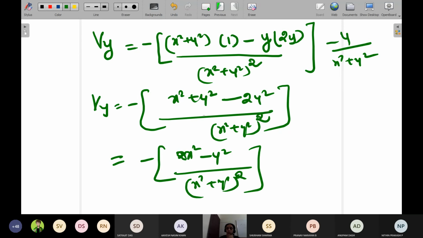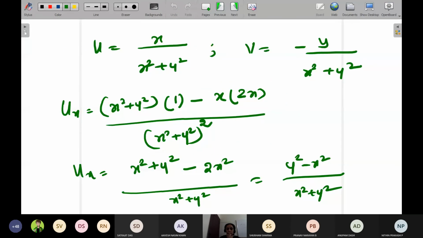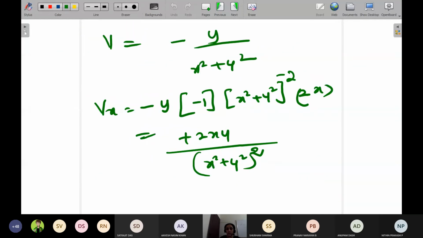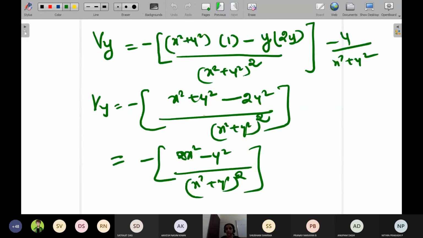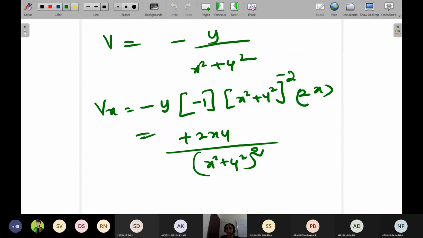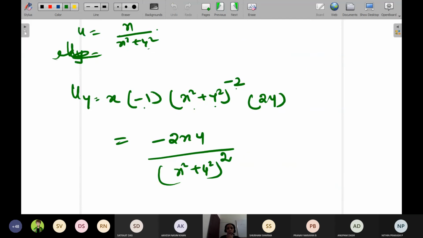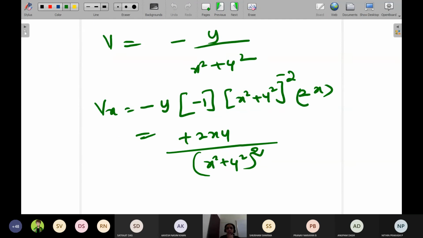Now you have to check ux is equal to vy. What is my ux? ux is (y square minus x square) by (x square plus y square). What is vy? Take the minus sign inside. Once you take this minus sign, you'll get (y square minus x square) divided by (x square plus y square) the whole square. So ux is equal to vy. Now you have to check uy is equal to minus vx. So here you have minus 2xy by this, and you have to check plus 2xy.